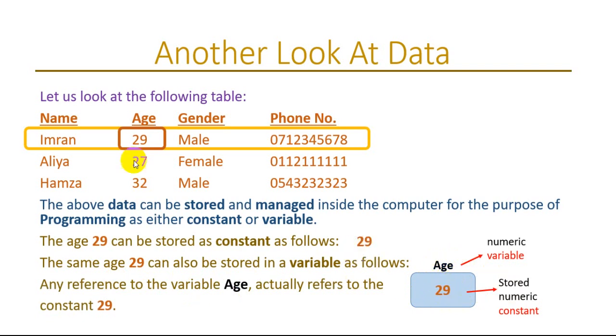So if you want to keep 29 as a constant, you just keep it as 29. If you want to keep it inside a variable, you keep it as a variable and give it a name. Can be age or any other name, doesn't matter, X or Y or Z or whatever, but generally it's better to give a meaningful name. So here we have given a name called age for that variable. Since it's containing the numeric constant, it's called a numeric variable.